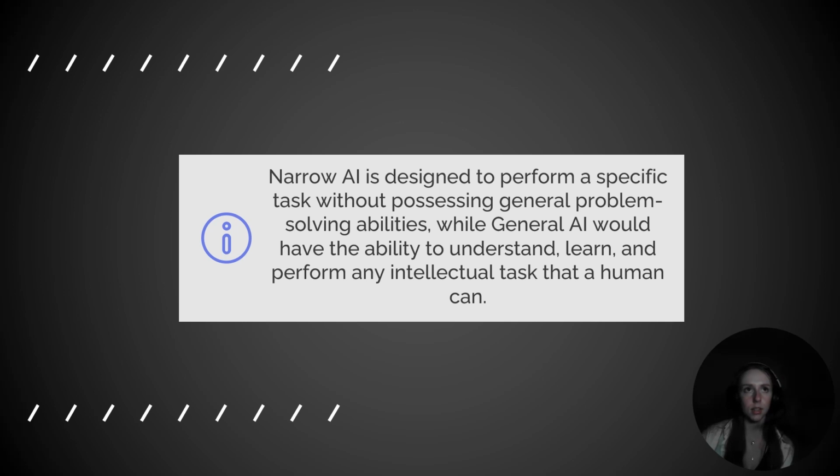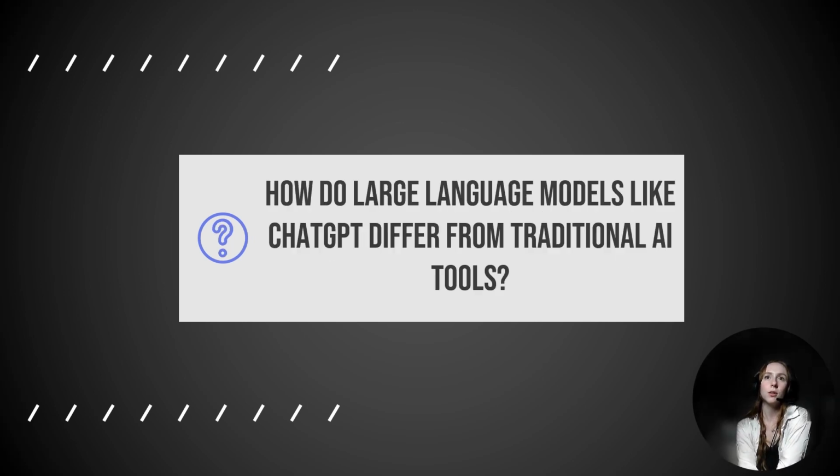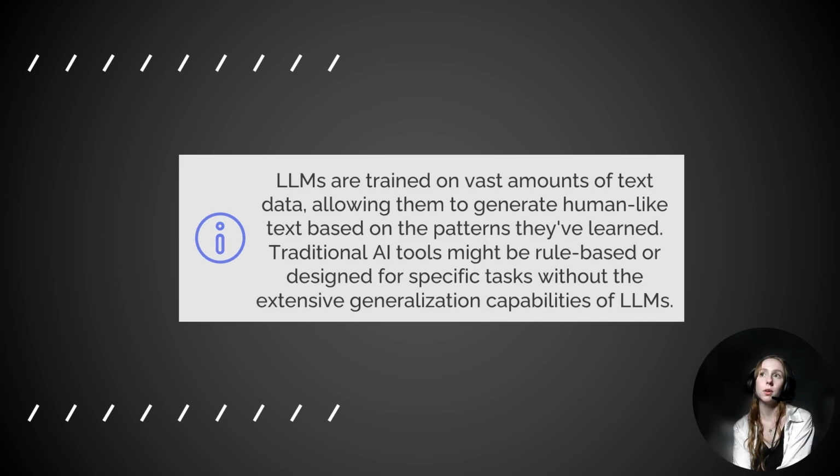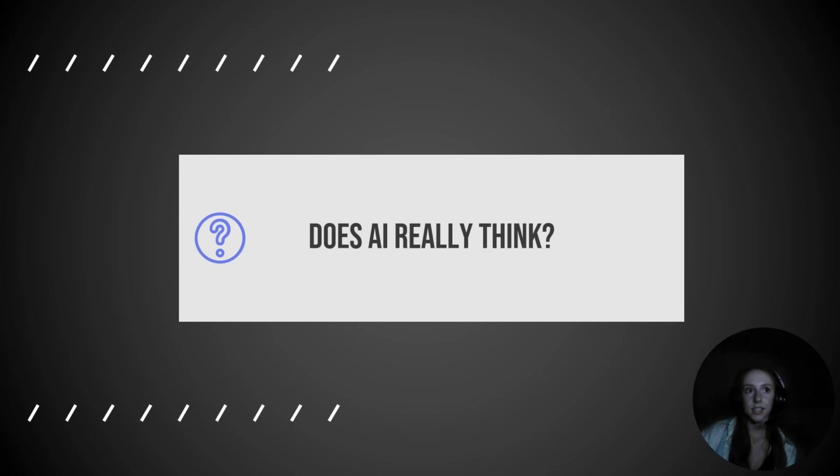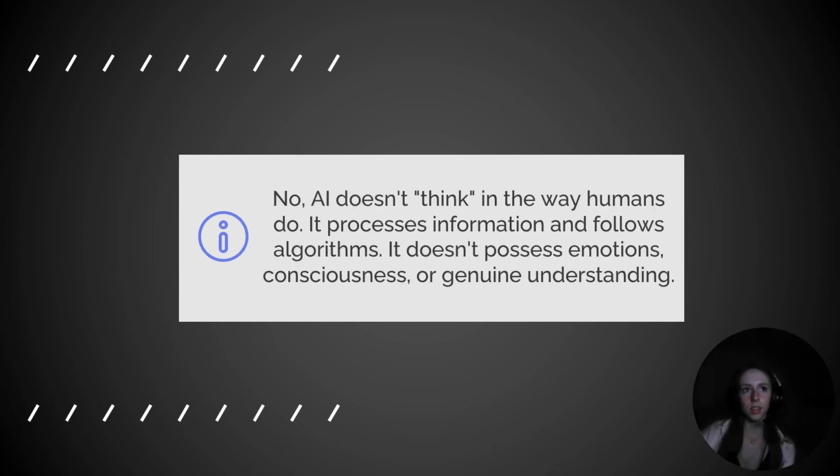How do large language models like ChatGPT differ from traditional AI tools? Large language models are trained on vast amounts of text data, allowing them to generate human-like text based on the patterns they've learned. And traditional AI tools might be rule-based or designed for specific tasks without the extensive generalization capabilities of LLMs. Does AI really think? No, AI doesn't really think in the way that humans can. It processes information and follows algorithms. It doesn't possess emotions, consciousness, or genuine understanding.